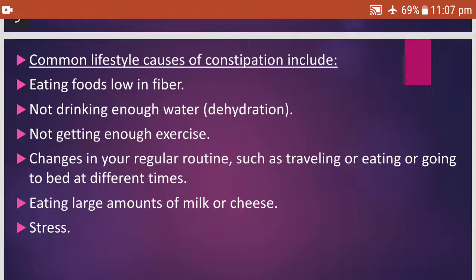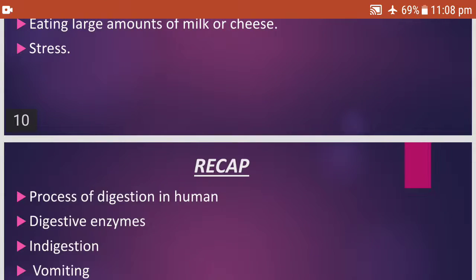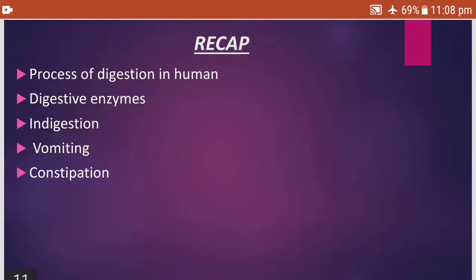Then, how can we avoid constipation? By taking fiber-rich food. You know roughages? Yes, they contain fibers. All fruits and vegetables. Intake of plenty of water can prevent constipation. So today we have seen the process of digestion in humans, digestive enzymes, and the terms indigestion, vomiting, and constipation.